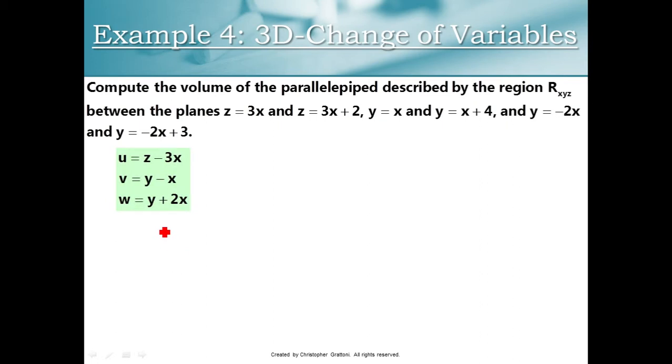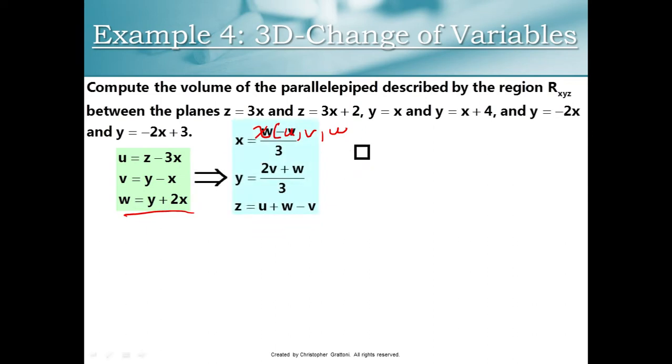So here is my change of variables from before. Remember that this is u as a function of x, y, z, v as a function of x, y, z, w as a function of x, y, z. We need to solve a system of equations to solve for x and y and z. I need x as a function of u, v, w, likewise for y, likewise for z. It's just a system of equations that you can solve with elimination and substitution, though.